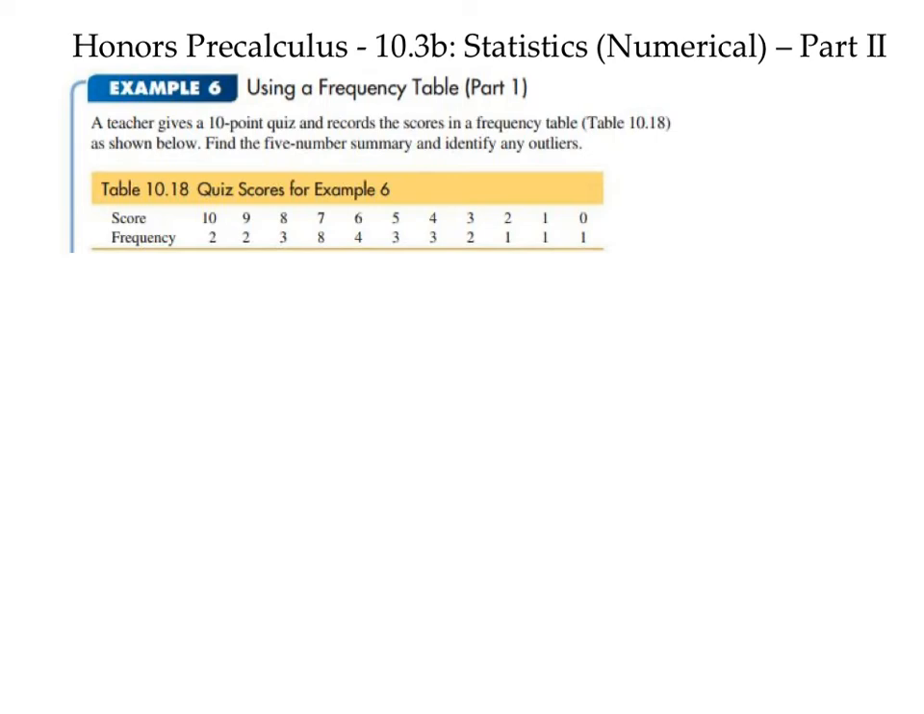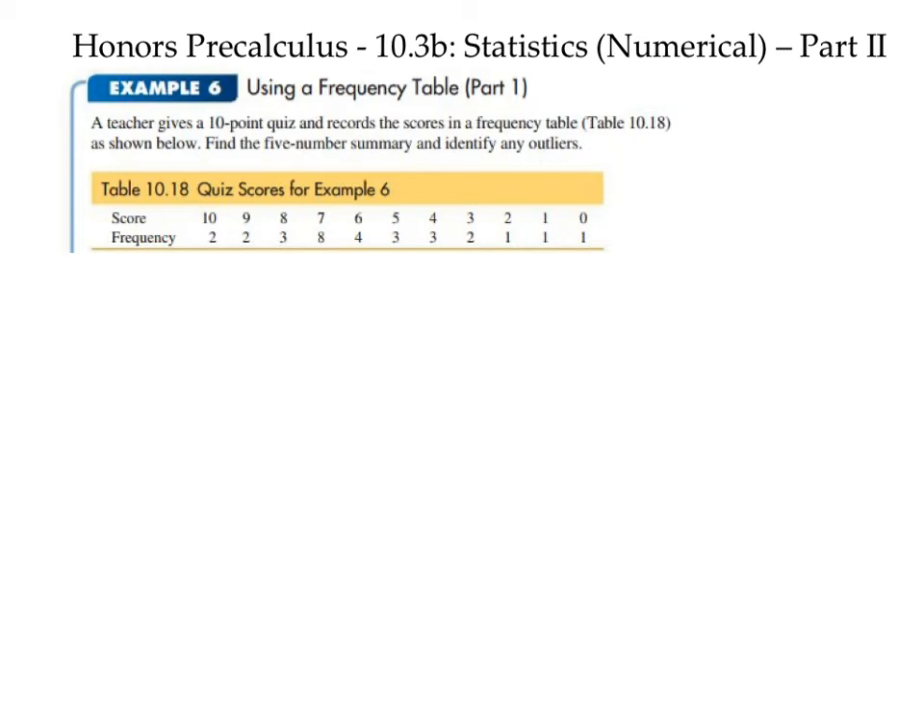To figure out how many quizzes there are, we just add up the frequencies. So 2 and 2 is 4, and 3 is 7, and 8 is 15, and 4, 19, 22, 25, and 5, there are 30 students in the class.